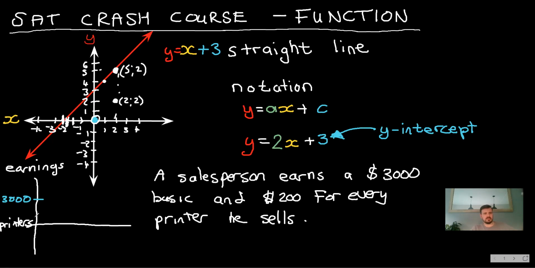So the earnings: if he sells 0 printers, he still gets $3,000 basic. But if he sells 1 printer, he would make 3,200, and you would see this value here then be 3,200 over here. And if you sold 2 printers, it would be 3,400. That's right. And so that is how it gets represented on a graph.